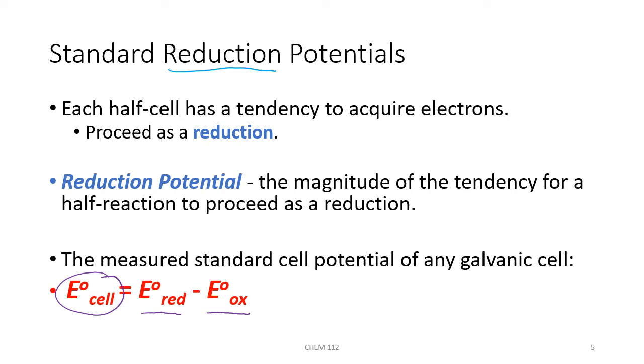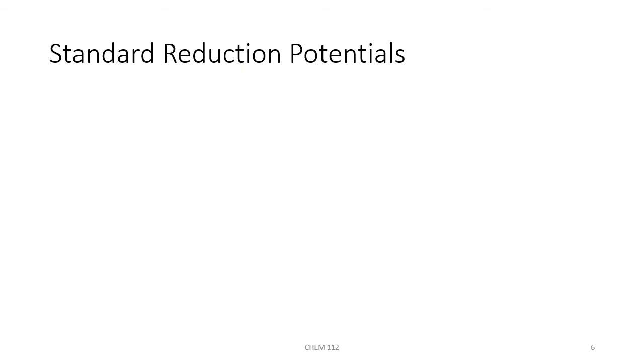And based upon what we calculate for our E cell, this value could be positive or it could be negative. If it's positive, we have a spontaneous reaction. If it's negative, we have a non-spontaneous reaction.